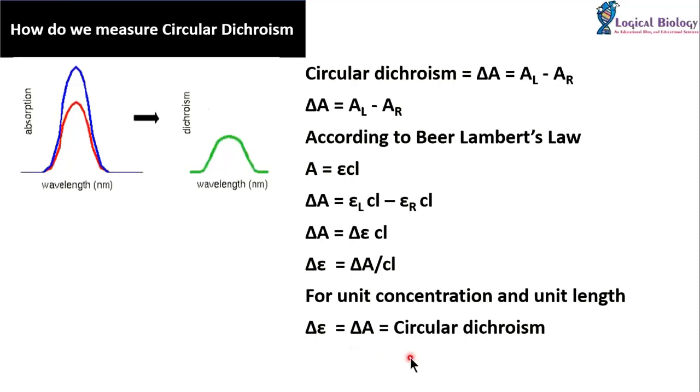So circular dichroism is measured in terms of the difference in absorbance as well as the difference in molar extinction coefficient of left-handed light and right-handed light. So till now we have understood the basic concept of circular dichroism as well as how we are going to measure it. There is one more unit of measuring circular dichroism, that is ellipticity, and that is one of the typical or a little bit difficult parts to understand, but I will try to explain it in easy words.